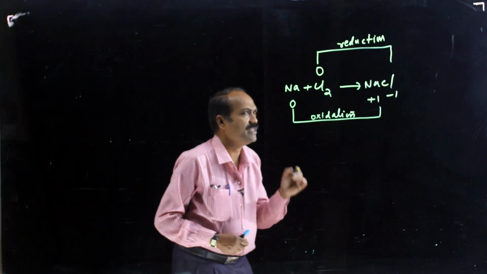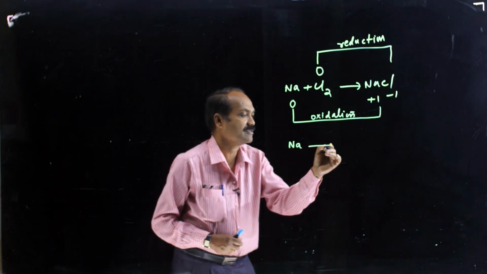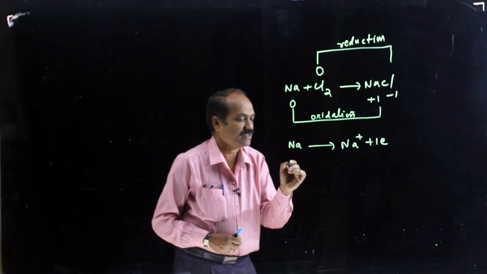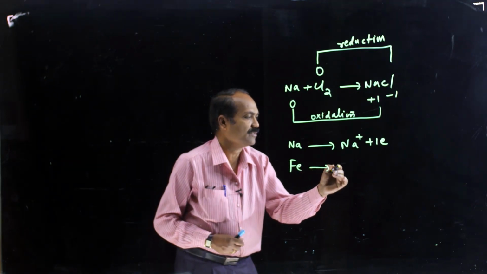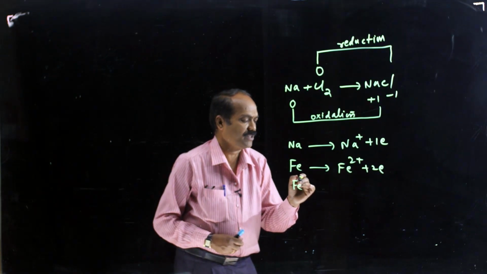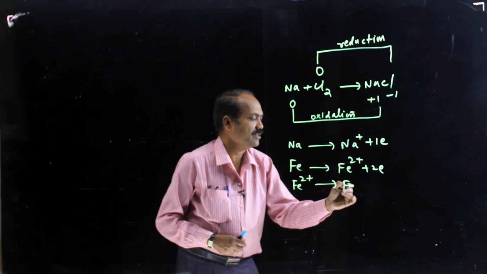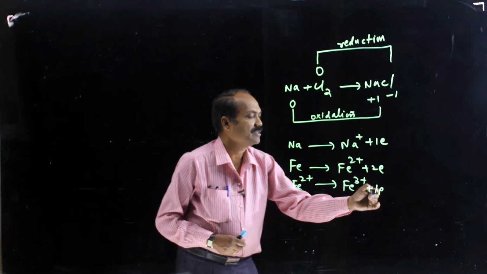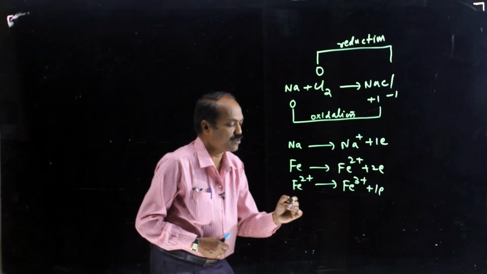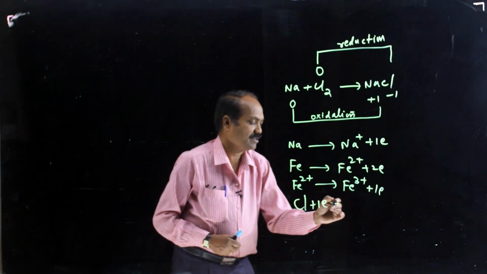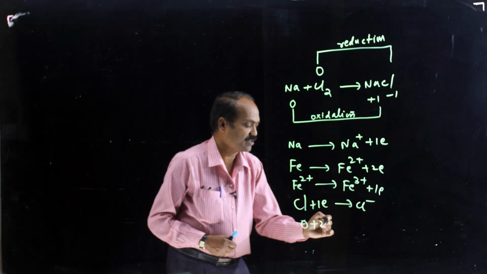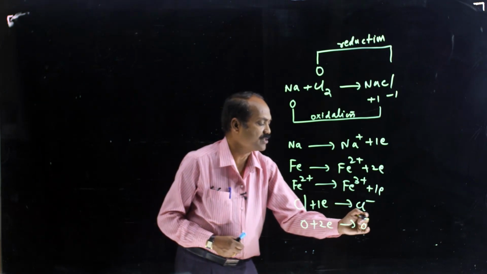Oxidation is a process in which an atom or ion loses electrons. Na gives Na+ plus 1 electron. Or sometimes Fe gives rise to Fe2+ plus 2 electrons. Fe2+ undergoes oxidation to give Fe3+ plus 1 electron. These three processes are called oxidation. Whereas another reduction process is Cl plus 1 electron gives rise to Cl-. Here another substance, oxygen plus 2 electrons gives rise to O2-.